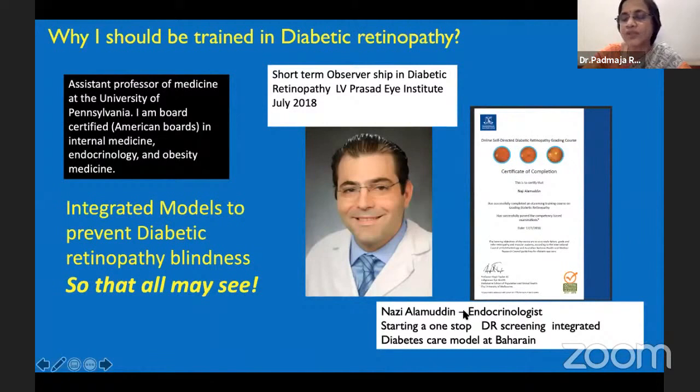So I would like to leave with the example of Dr. Nazi Alamuddin. He was an endocrinologist from the US. He spent one week, a short observership with us at LV Prasad Eye Institute. And then he actually finished the certification after the orientation to the diabetic retinopathy screening guidelines. And his aim is now to start a diabetic retinopathy screening integrated one-stop diabetes eye care model at Bahrain. So ultimately, I would like to end with a statement that the integrated models, the physician and ophthalmologist combined models, prevent diabetic retinopathy blindness so that all may see.